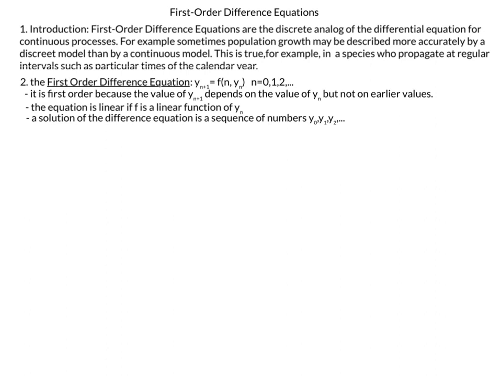This is true, for example, in a species that propagates at regular intervals, such as particular times of the calendar year, in which case we would want a difference equation. We are going to focus on first-order difference equations, which look like y_{n+1} is equal to f of n and the previous iteration. It's first order because y_{n+1} only depends on y_n. It doesn't depend on y_{n-1} or y_{n-2}.